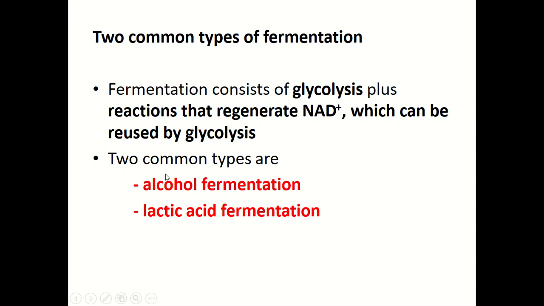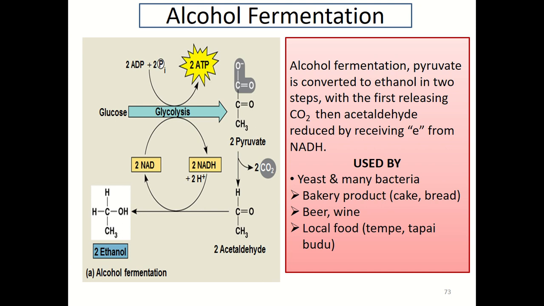And the two common types of fermentation are lactic acid fermentation and alcohol fermentation. So, how does the alcohol fermentation occur? First, the glucose will produce a net gain of 2 ATP through the glycolysis process, and this glycolysis process will produce 2 molecules of pyruvate.